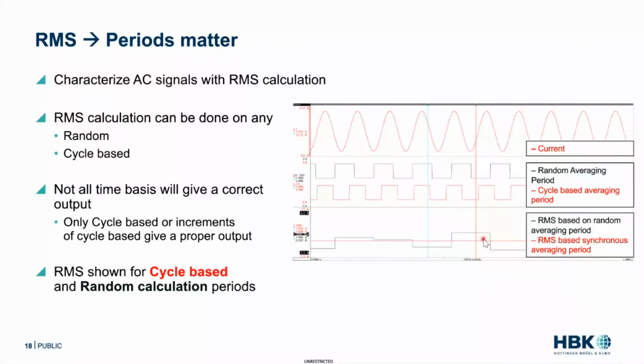Now, there's also the question of filtering, and if you filter, you add phase shifts, and your results go even worse. We will talk more about phase shifts in a moment. So not all time bases give a correct output. Only cycle-based or increments of cycle-based give you a proper output. And again, that RMS for the cycle-based is that boring red one. That's the right value. And the black one is a random time basis that's all over the place. And the reason I put this up there is if you're doing your calculations and you say, I'm just going to average over a 10 hertz or a 50 hertz period, you're not going to get the right value. Or if you're filtering because you just want to filter it to a dead stiff signal, you're not going to get the right value. You've got to do something like a cycle detection.